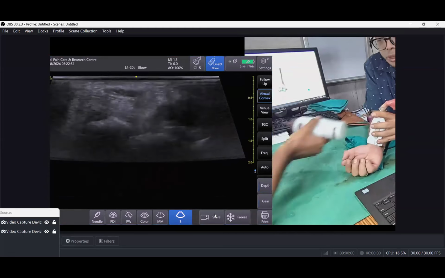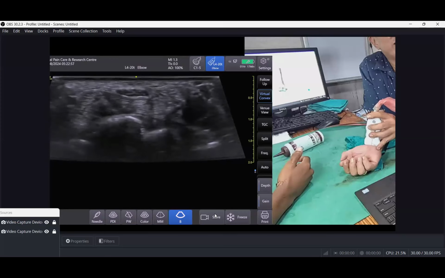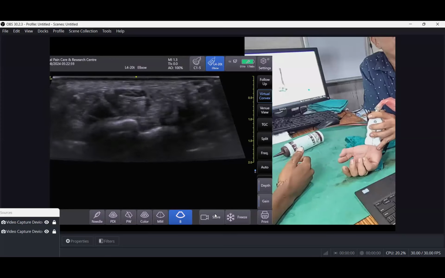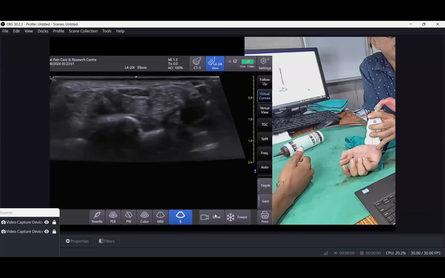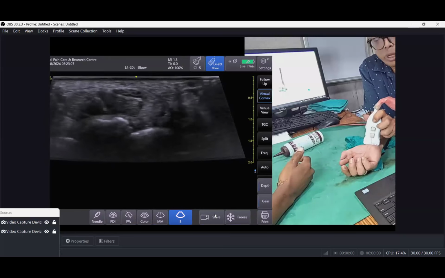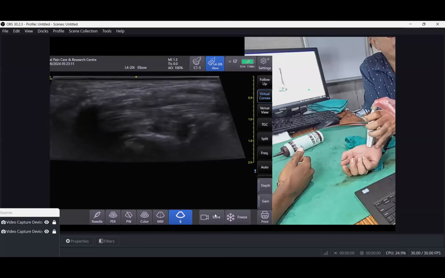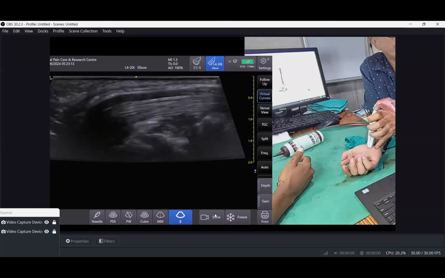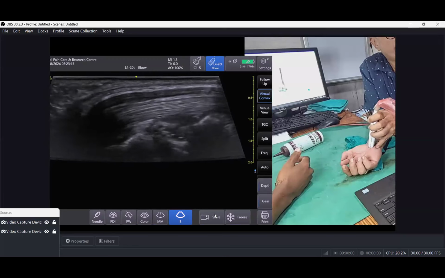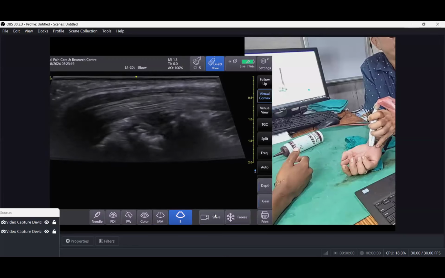So the left side is the medial side and the right side of the screen is the lateral side. You can see the median nerve very nicely just below the yellow marker. This is the short axis view. But if I rotate my probe like this, you can see the long axis view of the median nerve. Can you appreciate the hypoechoic structure? This is the long axis view of the median nerve.